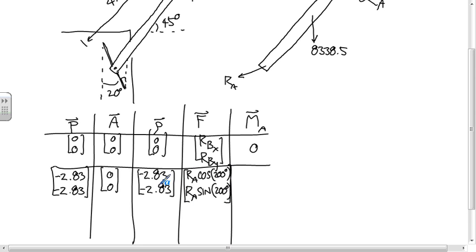Can someone calculate that cross product? You can leave out the RAs because everything's going to have an RA multiplied to it. So what's negative 2.83, negative 2.83 crossed with whatever cosine and sine of 200 is? What is it? Okay, negative 1.69 RA.